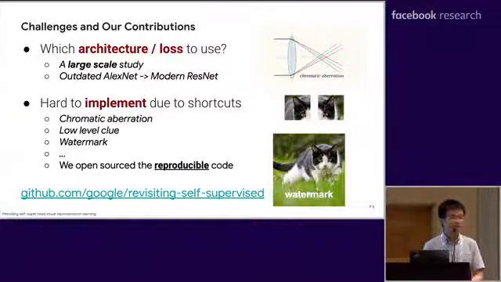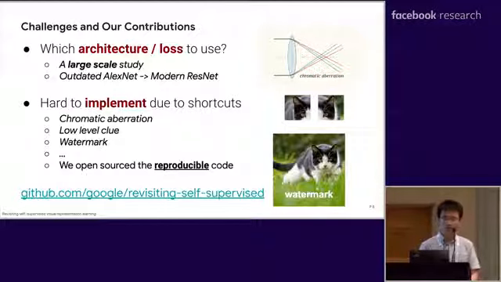There are several challenges in this domain. The first one is, if you want to train your own self-supervised learning, which architecture should you use, and which kind of self-supervised loss should you take? We made a large-scale study in this area and made some recommendations. We pushed the outdated AlexNet to the modern ResNet. More results will be presented later.